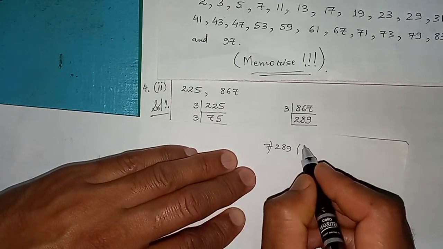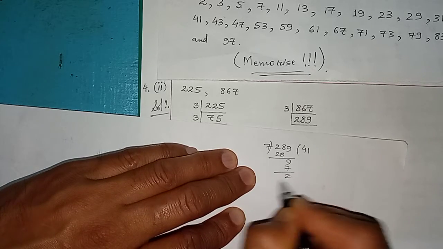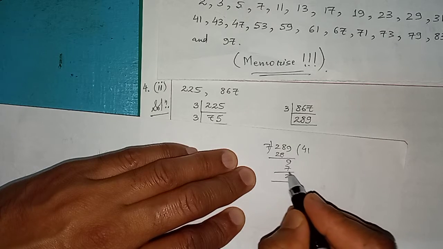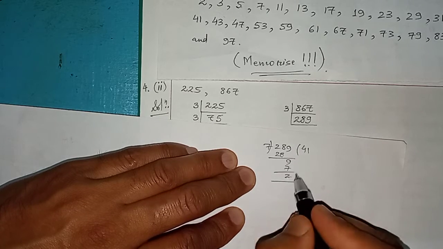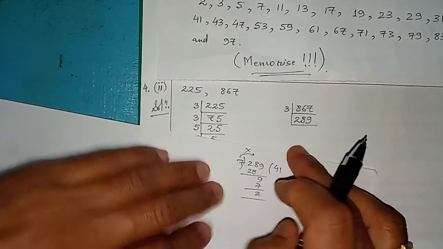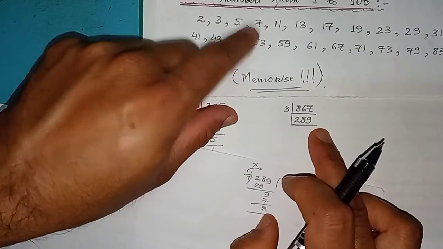7 4s are 28 and 7 1s are 7. That means now nothing to come down. So look, is the remainder 0? No, the remainder is not 0. So therefore 7 is not a factor of 289. The prime number 7 is not a prime factor of 289. So 7 is also gone.